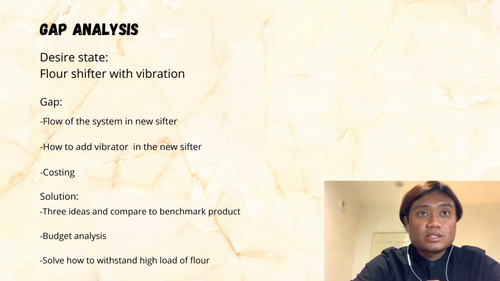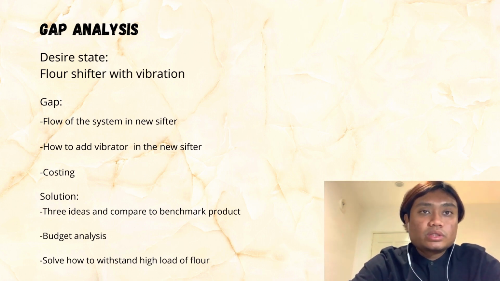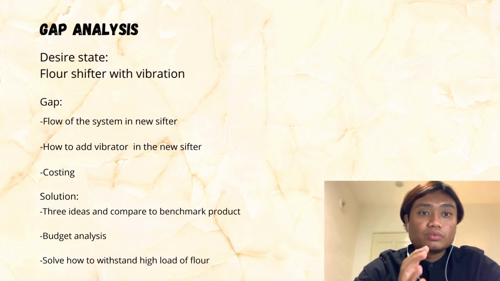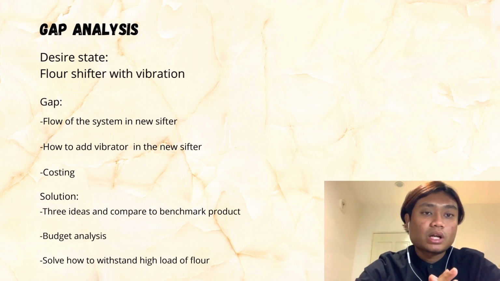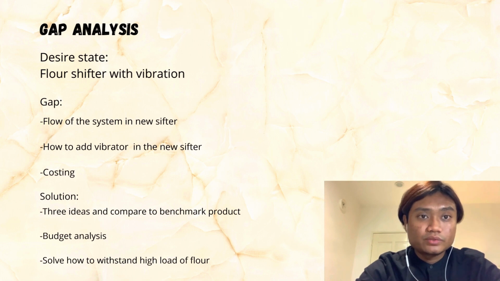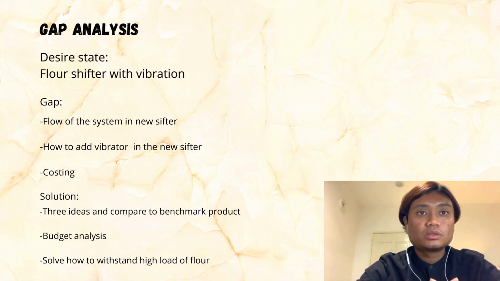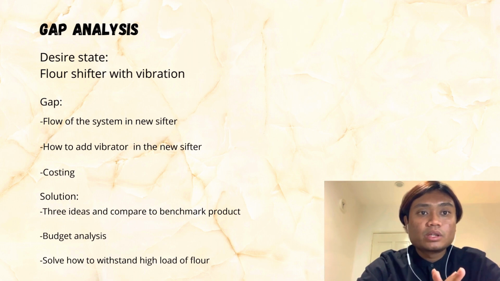Next, our gap analysis. Our design state product is a floor shifter with a vibration, and our gap is the flow system in the new shifter, how the product will flow with our new shifter, where the flour will enter and exit from our shifter. Next is how to add the vibrator in the new shifter. Either we place it outside, inside, or beside our shifter. And last in our gap is our costing.